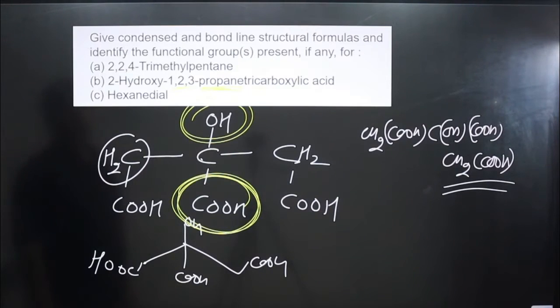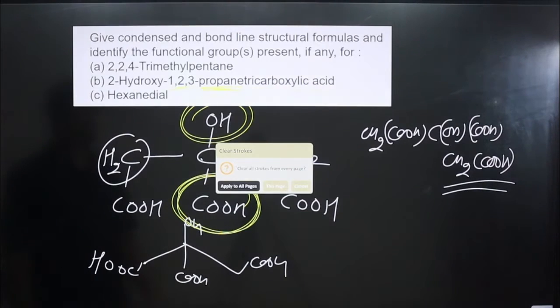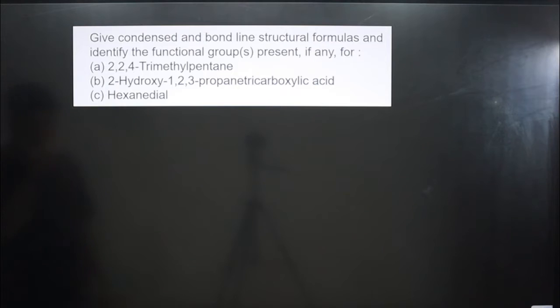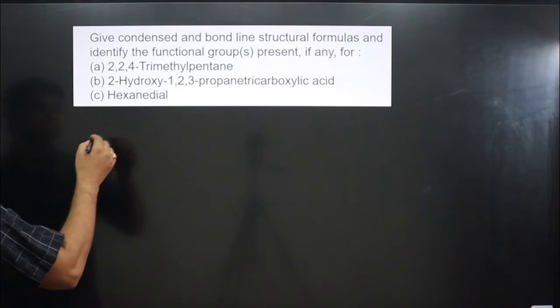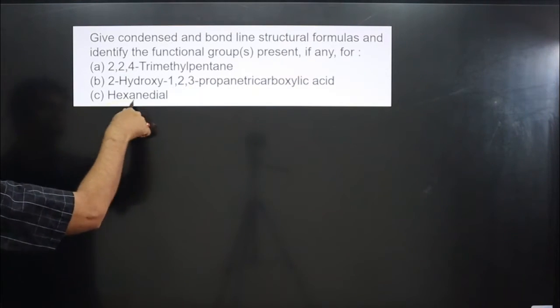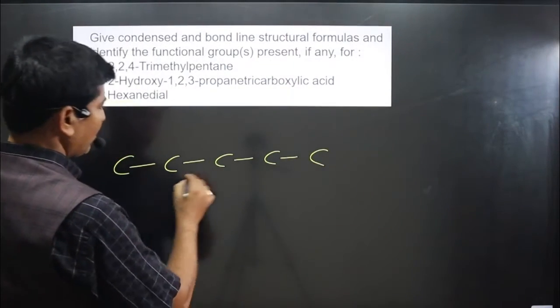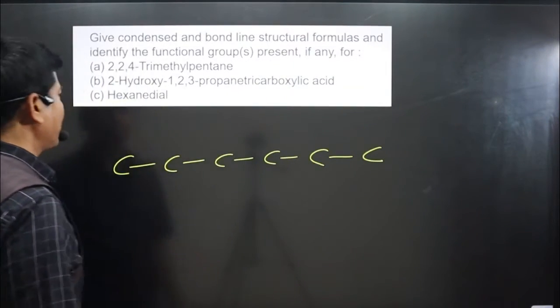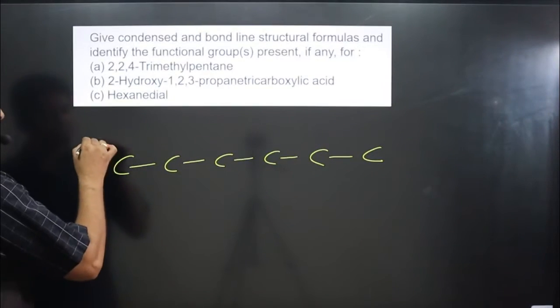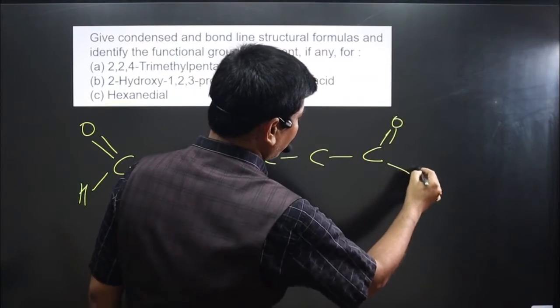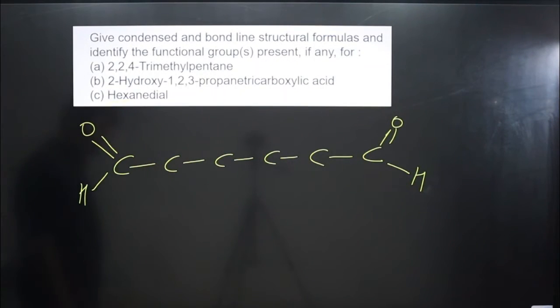Next we have hexanedial; the aldehyde group is present. In this case, hexane: how many carbons are there? Hexane has 6 carbons: C, C, C, C, C, and the 6th carbon. For hexanedial, we mention CHO at the last carbon on each end: 2 aldehyde groups are present.